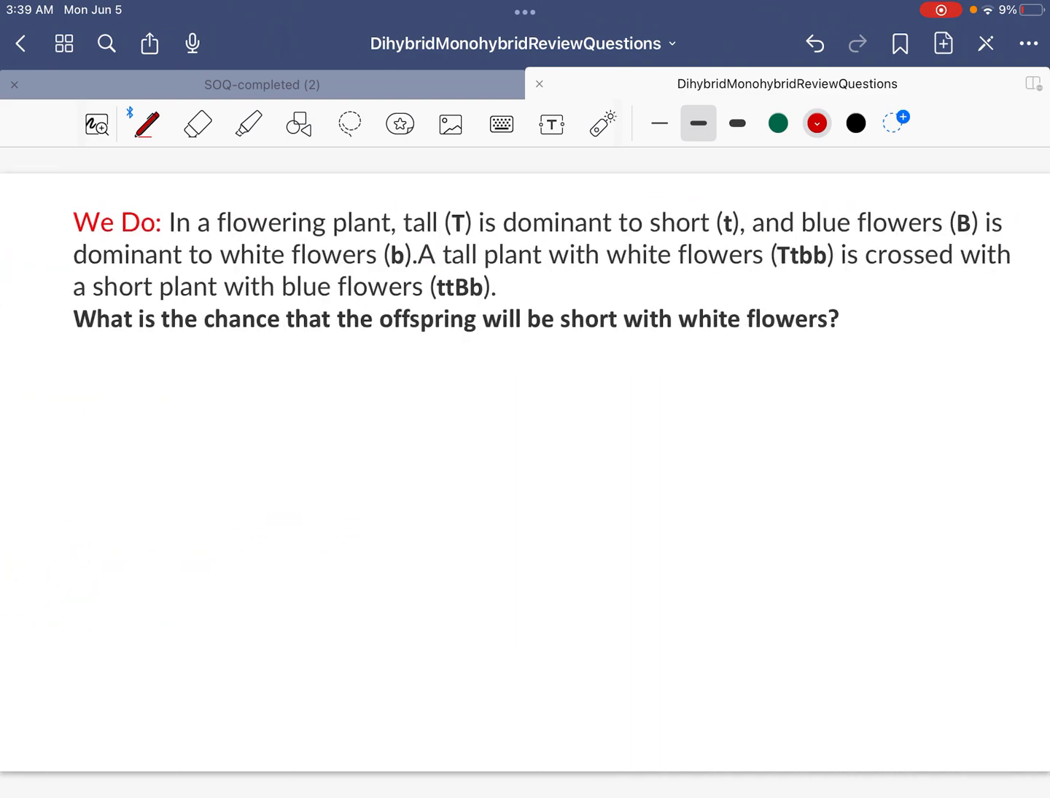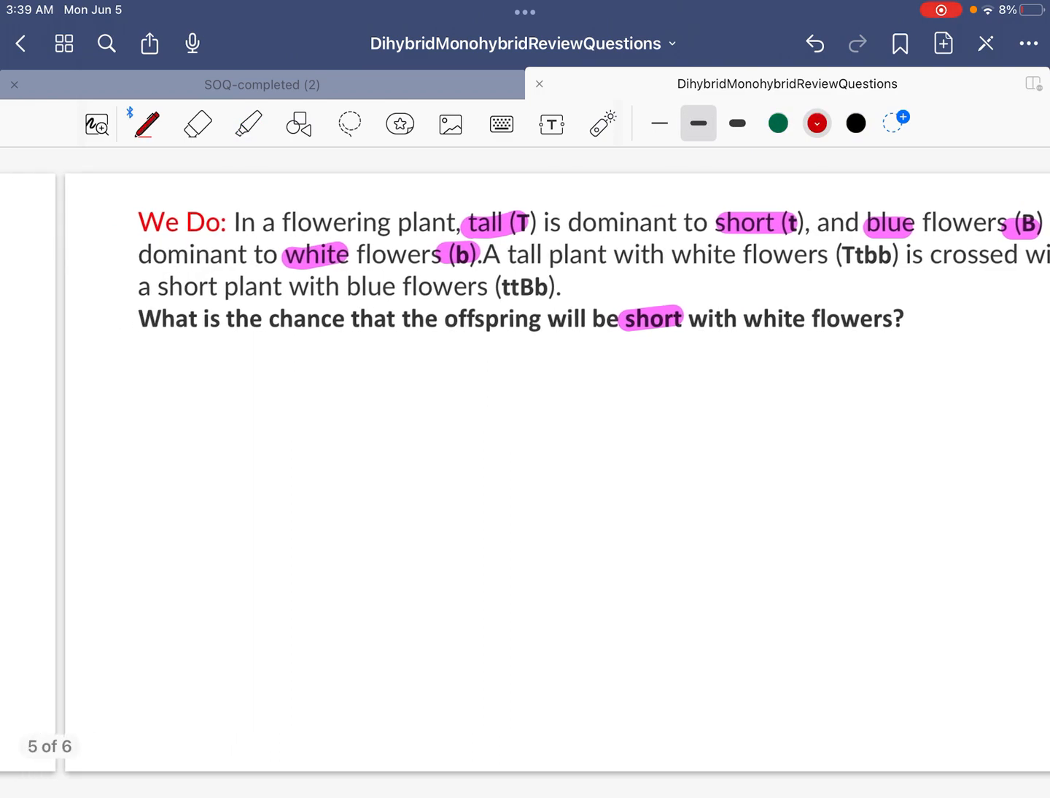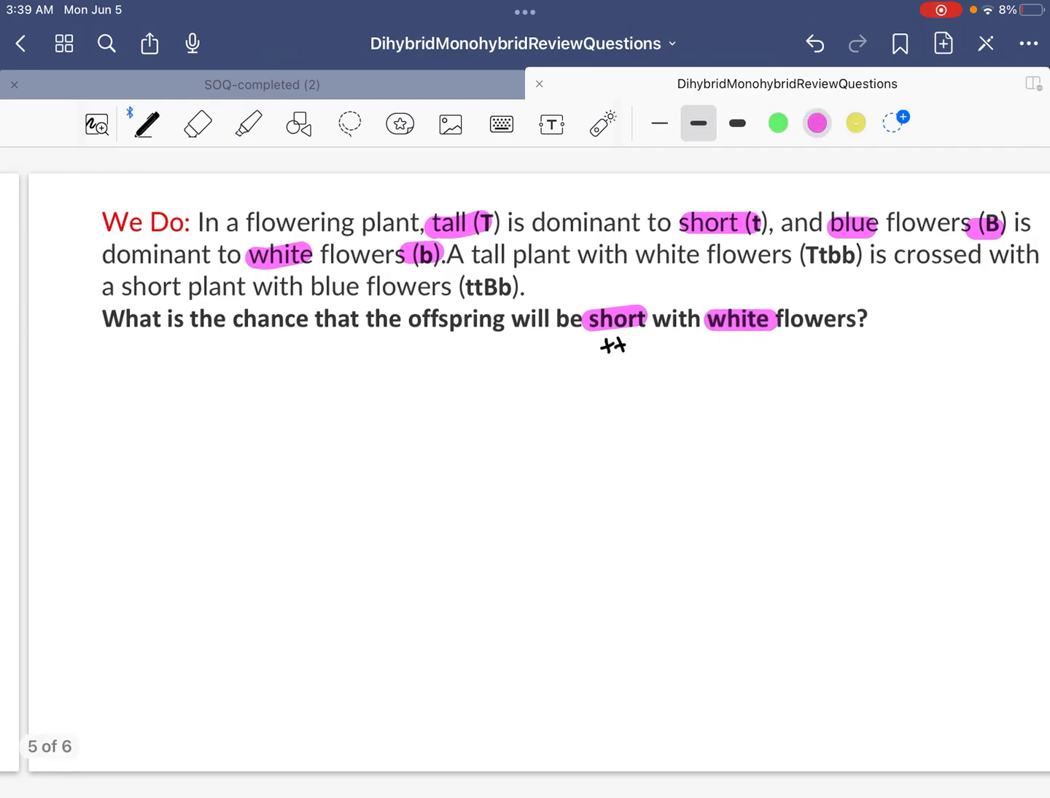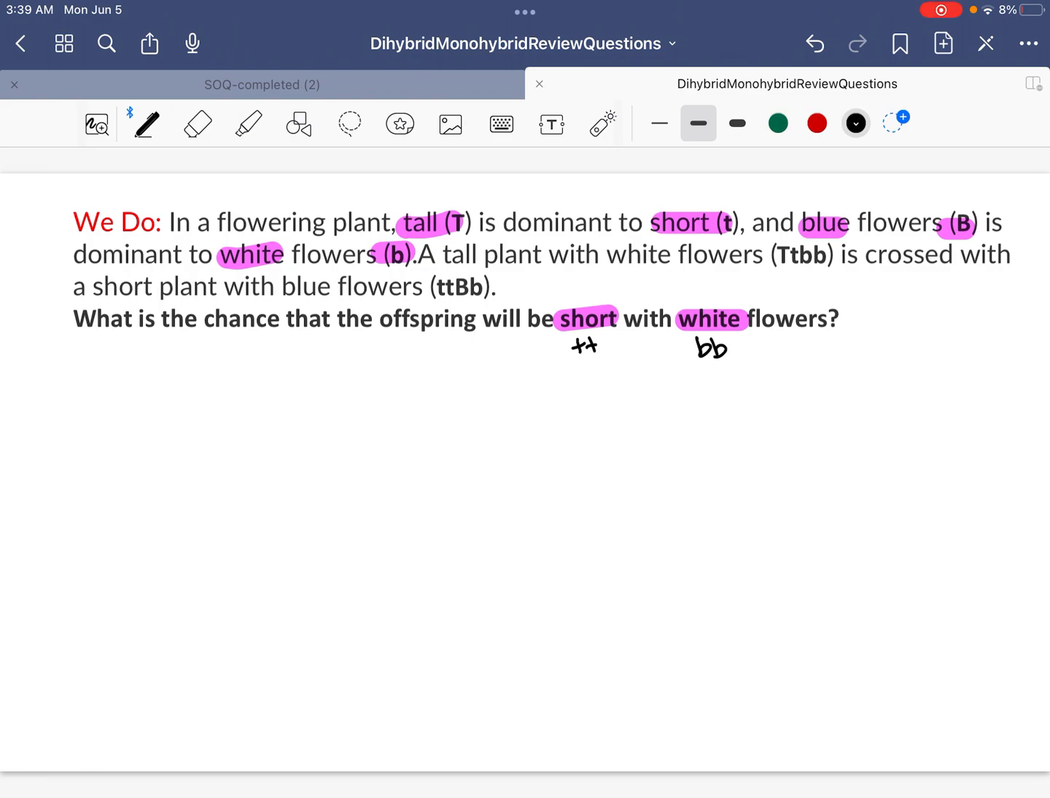For this next one, we have a flowering plant: tall is capital T, short is lowercase t, blue is capital B, and white is lowercase b. So again, start your steps, set it up. It gives you both parents already, cross it. Again, the question is asking, what is the chance that the offspring will be short? So we know that short would be lowercase t, and that you have white flowers. White flowers is lowercase b. So try to work it out, and you can pause the video. You'll be able to see the answer coming up.